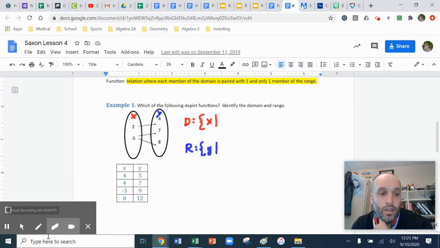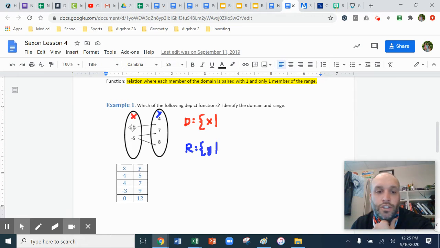So using a mapping diagram, we're checking to see each domain value. Your domain values are going to be your X values on the left side of your mapping and your Y's are on the right. Each X value can only have one partner. So I like to think of it kind of like a relationship. If you're in a relationship with somebody, you should only have one partner.